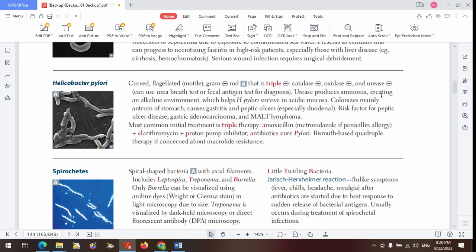This urease enzyme also allows it to do the splitting, and the ammonia there can neutralize the acidic region in the stomach so that it can colonize the stomach and be protected against the acidic region in the stomach and cause infection. So what is the spectrum of infection that it causes?